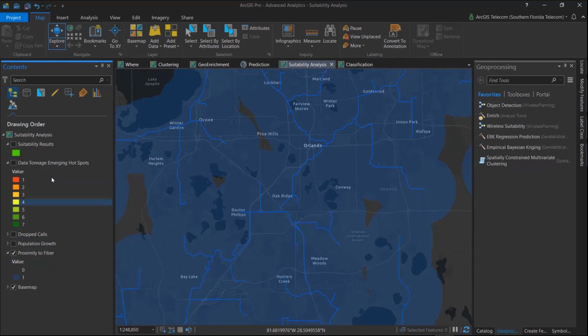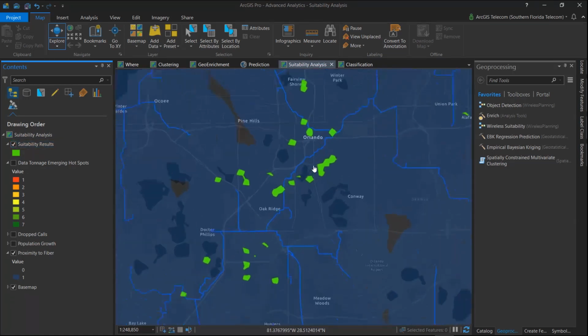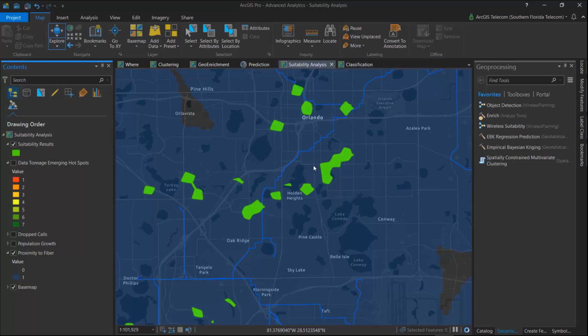Now, when we combine all of these inputs into our model and run it, the results return these areas of high suitability for a new wireless access point, which will allow us to address future data consumption, poor coverage and dropped calls, and projected subscriber or population growth.